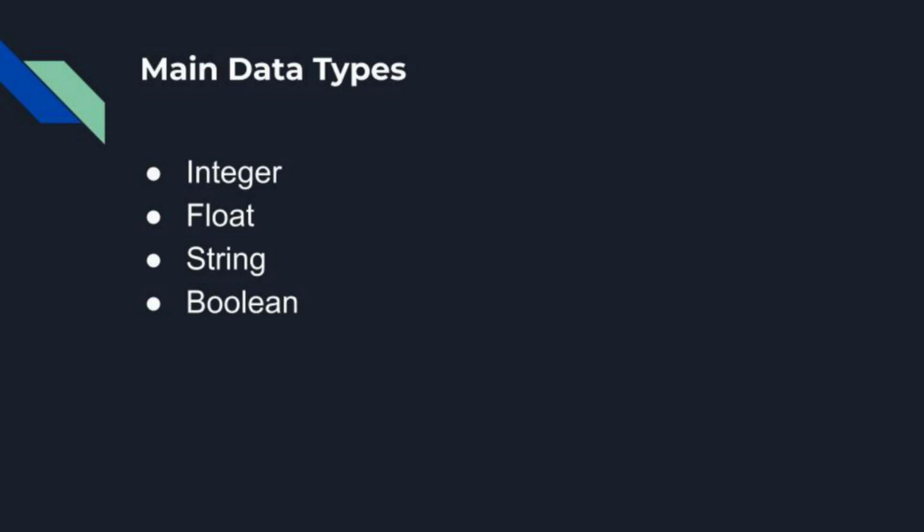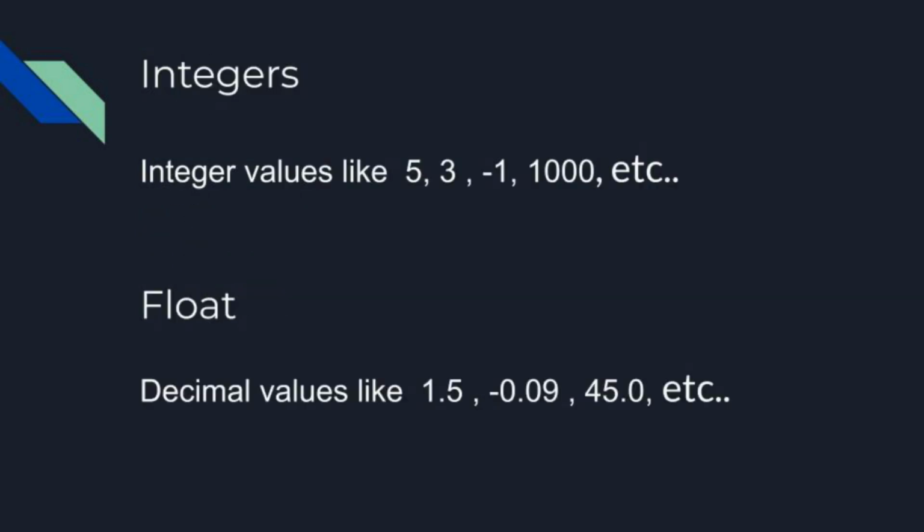Let's discuss these separately. Integers are all the integer numbers and hence don't have any decimal point. Floats, on the other hand, are decimal numbers and hence have a decimal point. See these examples.